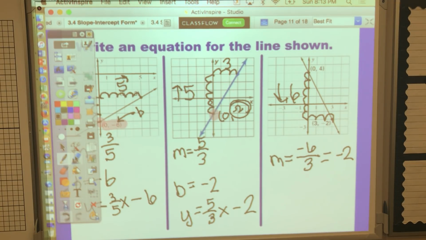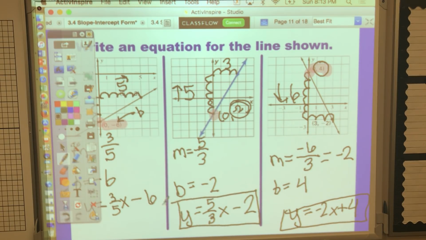My y-intercept, again, the point where it crosses the y-axis, is right here. And this time again, they gave me that ordered pair, so my y-intercept is 4. Okay, and I'm ready to write my equation. Y equals negative 2x. This time 4 is positive, so it stays plus 4. So I wrote 3 slope-intercept form equations.